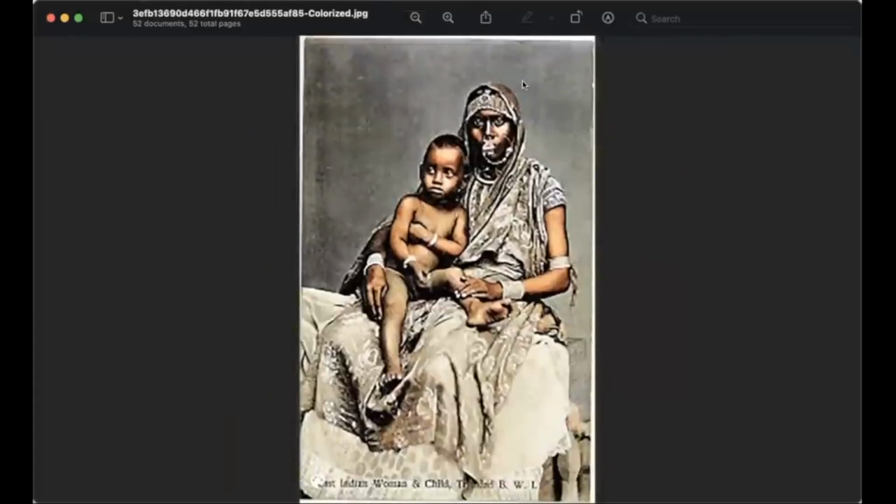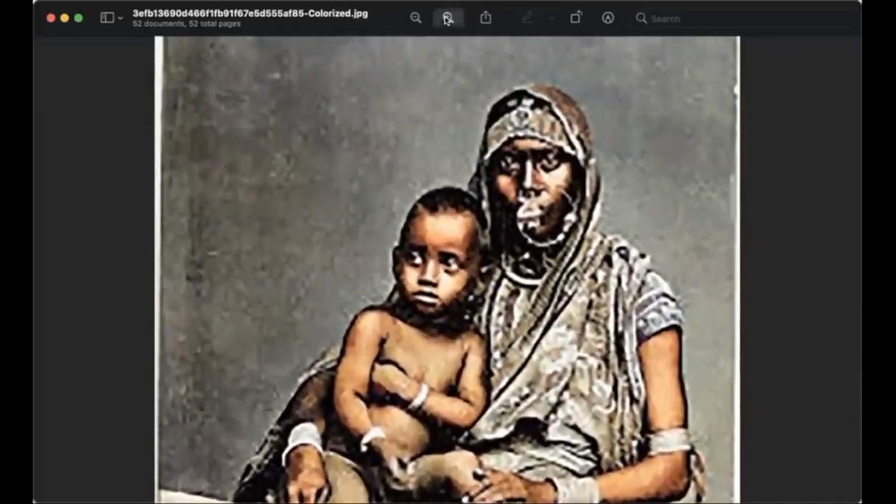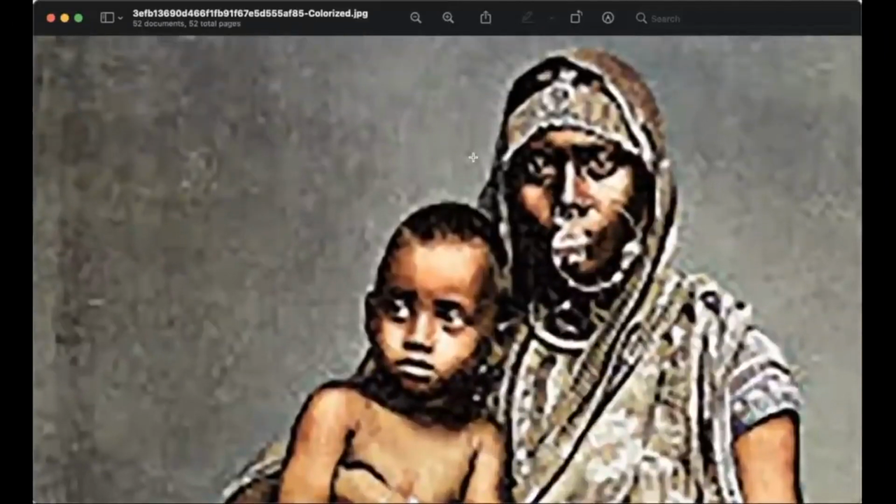This is a Hindu woman. As you see at the bottom, it says East Indian woman and child, Trinidad, British West Indies. She's from Trinidad, but she's a Hindu. All right. Again, the book told us they were bringing the slaves from where? From the Indian subcontinent and Southeast Asia.